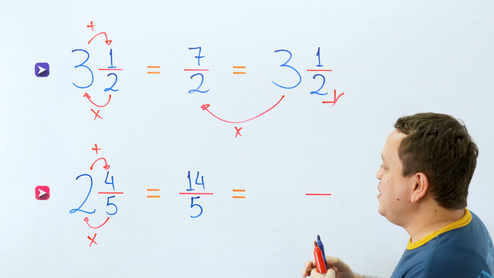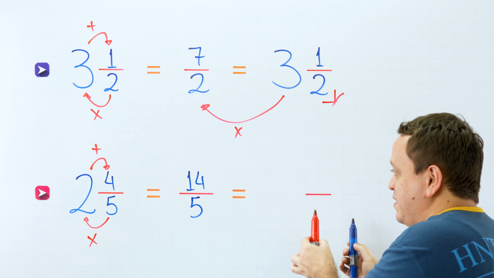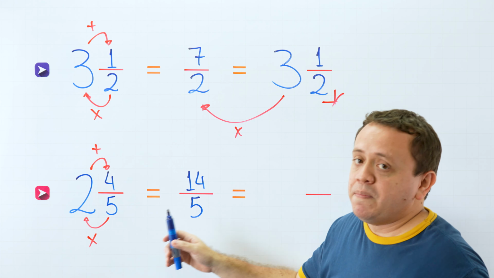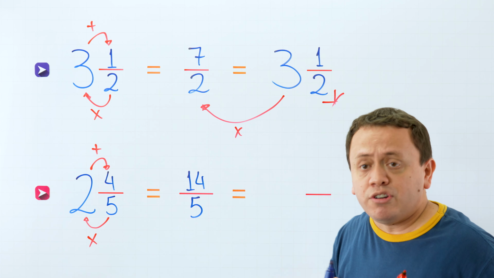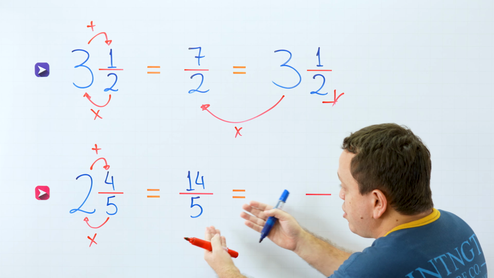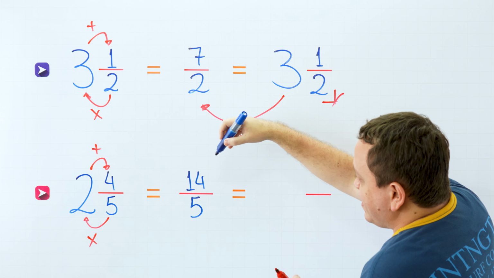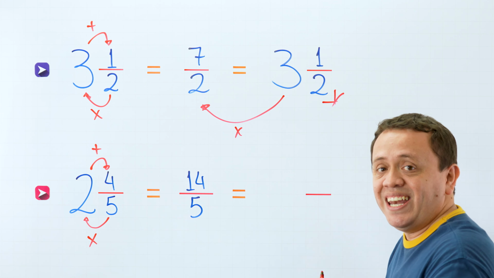And now we're going to convert this improper fraction to a mixed number. Before we started with a multiplication, now we're going to start with a division. We're going to see this fraction as a division, and we are going to divide the numerator 14 by the denominator 5.